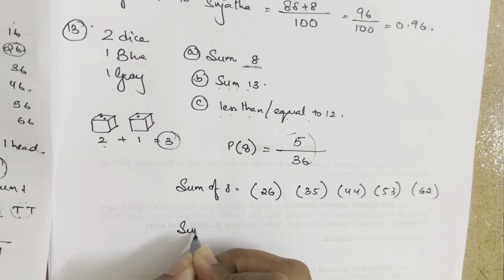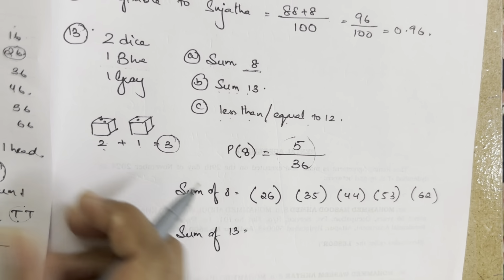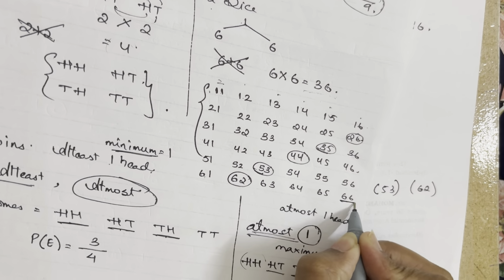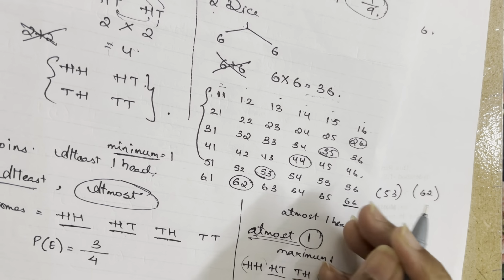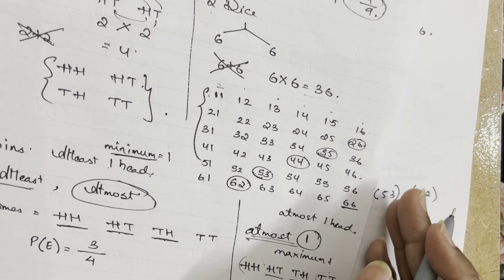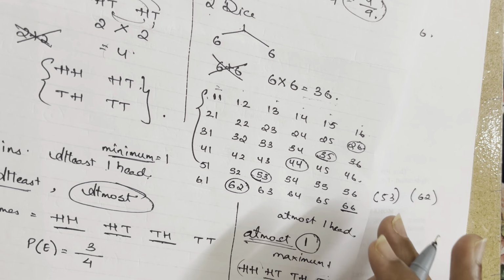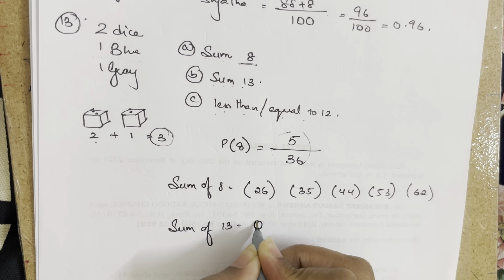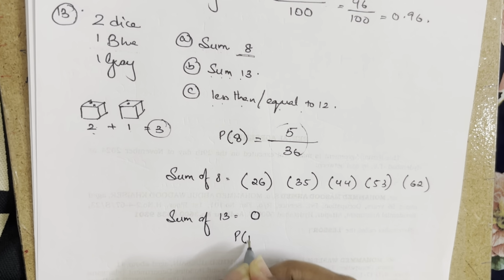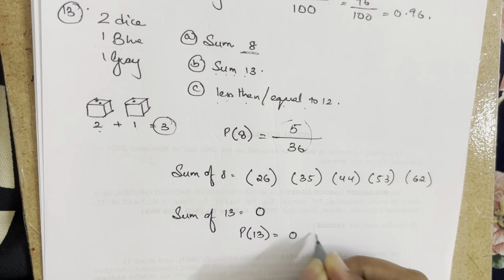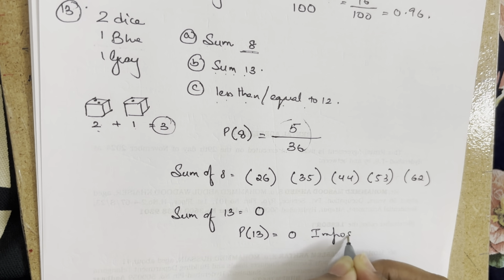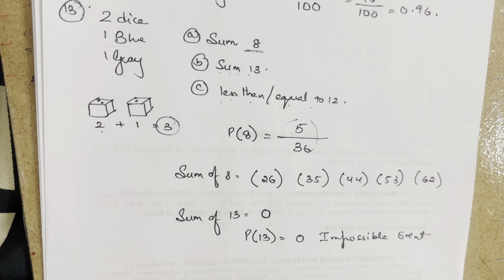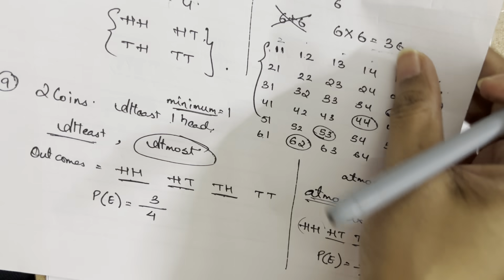Then it says sum of 13. Where do I search the sum of 13? The maximum that I get is 6 plus 6, which is 12. I will never get 13 in this. No matter what I add, the maximum I am going to get is 12. So the sum of 13 is not possible. 0 terms are there. So the probability of the sum of 13 is 0, an impossible event.